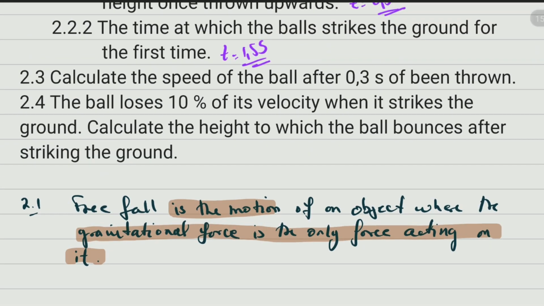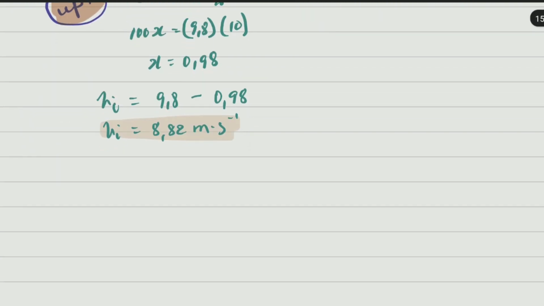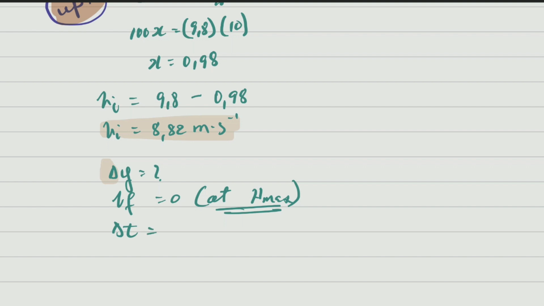The question said, calculate the height to which the ball bounces after striking the ground. So they're asking you to calculate, let's say, the displacement, which is the maximum height of the second bounce, okay? So the displacement will be question mark. What else do you have? The final velocity is going to be 0. This is at h maximum, okay? It's going to be 0. And the time is in the graph, which is going to be 2.5 minus 1.5. That is the time. Be careful. This question is not that bad, but it could be confusing. And that is equal to 1 second.